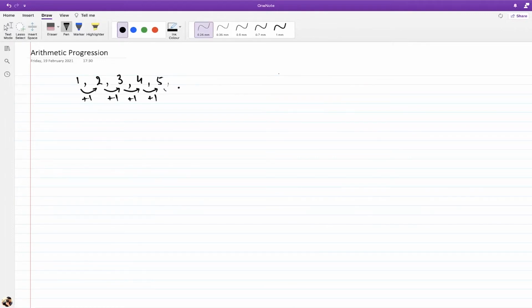So 5 plus 1 will give me 6. 6 plus 1 will give me 7. So every time, this is a progression because every term is related to the other one through a fixed rule. So the rule here is that you're adding 1 to every term, right?